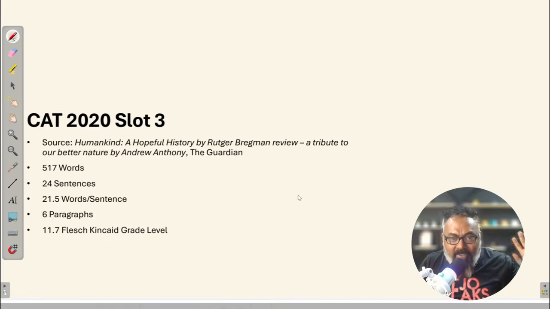This is a passage that I picked from CAT 2020, slot number 3. Source: Humankind, a Hopeful History by Rutger Bregman, review, a tribute to a better nature by Andrew Anthony from The Guardian. 517 words. That is what you're going to get, 517 words. Even if you read very slowly, you know what speed I'm saying? Humankind, a Hopeful History by Rutger Bregman review, a tribute to a better nature by Andrew Anthony, The Guardian. At that speed, you'll be able to read this passage in about 4 minutes. There are 24 sentences, 21 words per sentence, 6 paragraphs, 11.7 is the Flesch grade level.